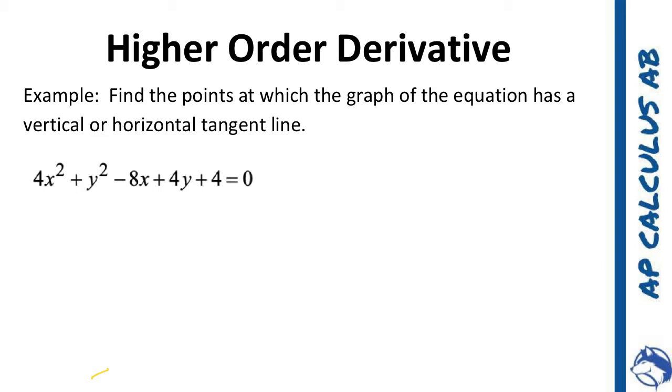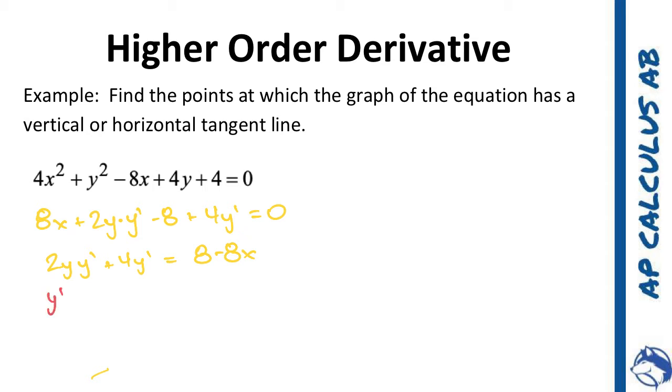So just start taking the derivative here, and I'm going to get 8x plus 2y times y prime minus 8 plus 4y prime. The constant is always 0, and I set that equal to 0. So at this point, I'm going to get everything that's not my y primes to the other side. So I've got 2y y prime plus 4y prime is equal to 8 minus 8x. Okay?